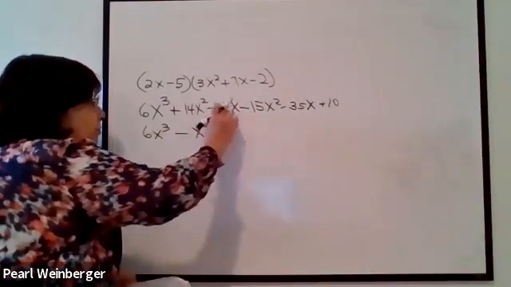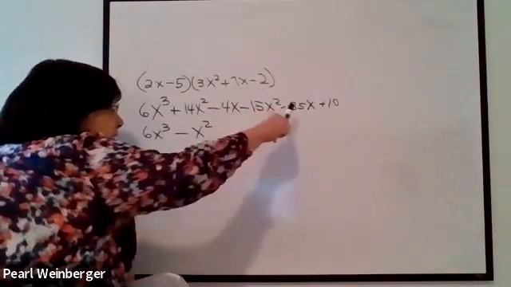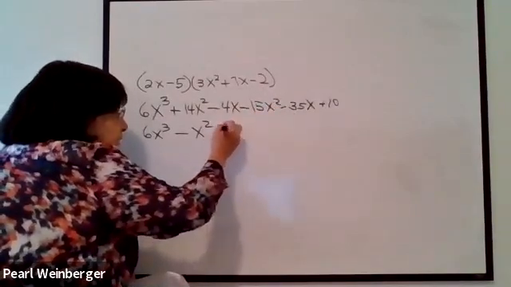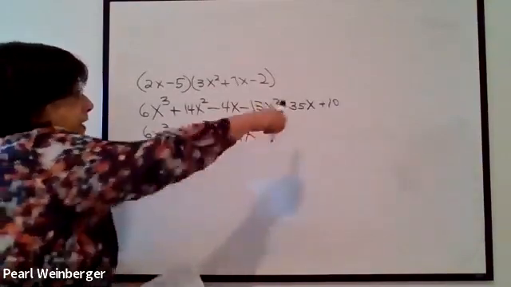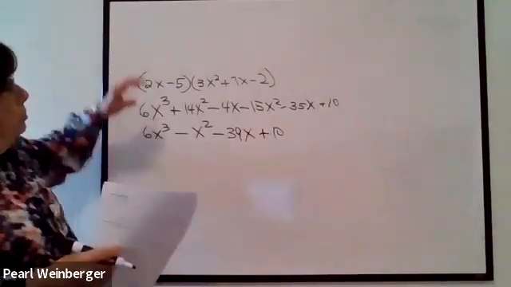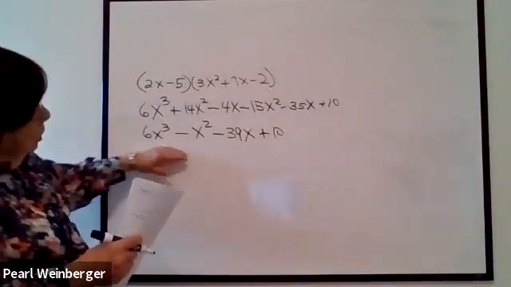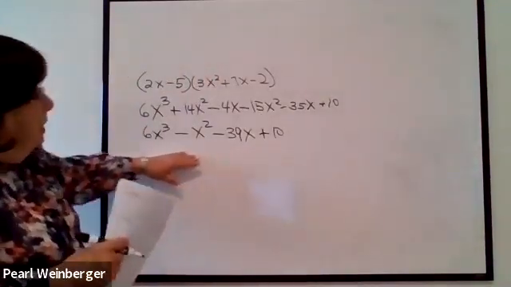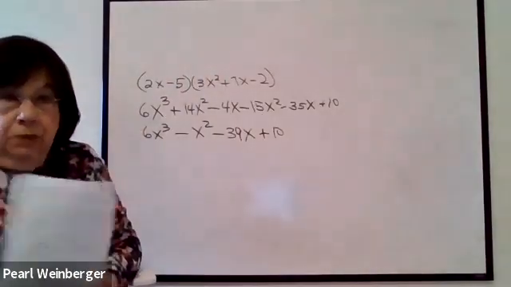Then I have a -4x and a -35x. Those are like terms. -4 and -35 is -39. So we have -39x. And finally, just the +10, there's no like term. And usually what happens when you have a binomial times a trinomial, your final answer turns out to have 4 terms. So that's how you multiply.